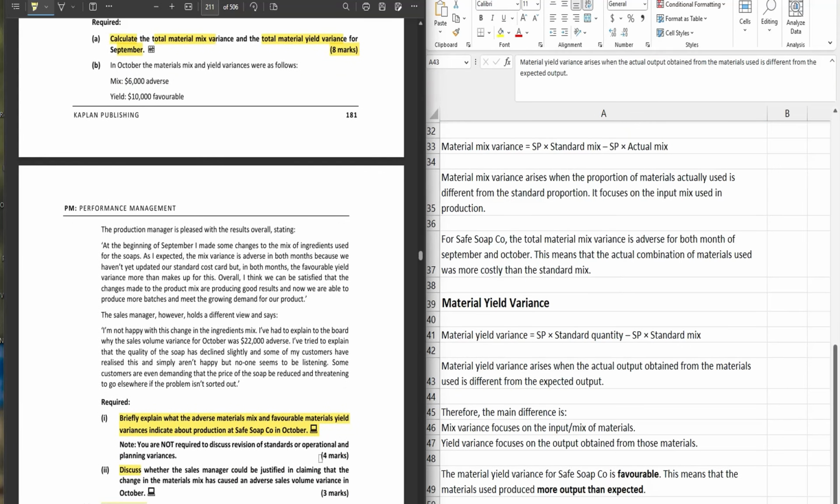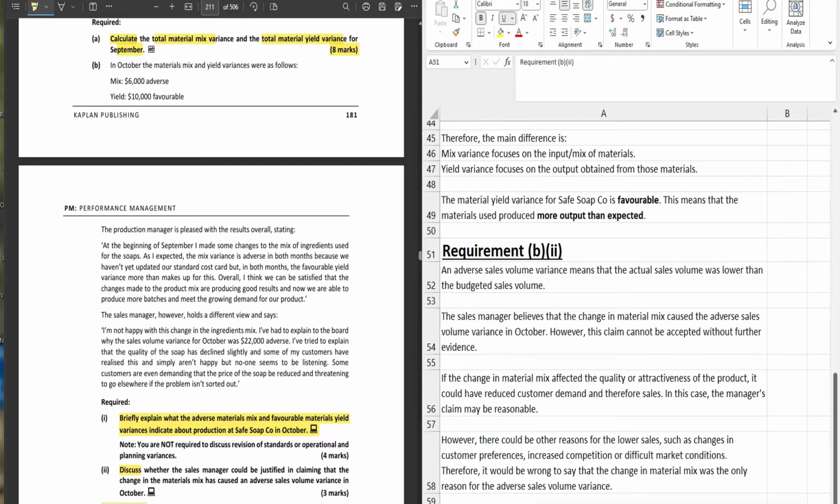Okay, now let's move to part 2 of requirement B. Discuss whether the sales manager could be justified in claiming that the change in material mix has caused an adverse sales volume variance in October. So guys, it is very important to have a heading of which part of the requirement you are answering. So let's move to part B, second one. As this is for 3 marks, I have not explained much.